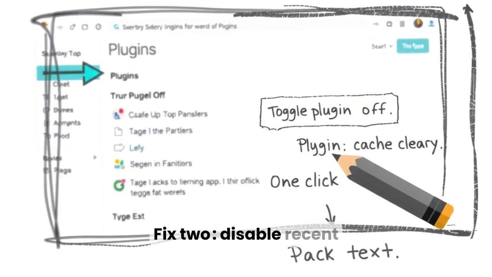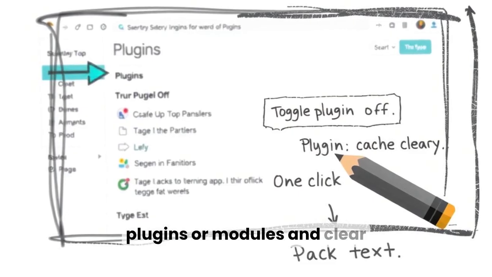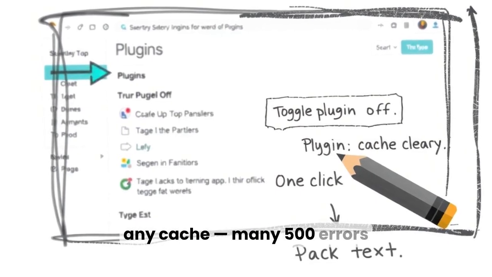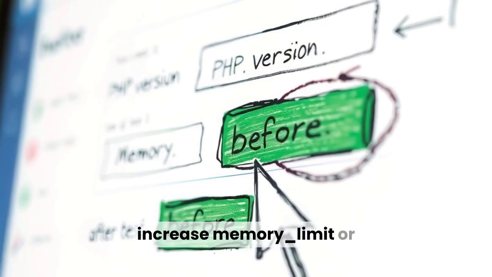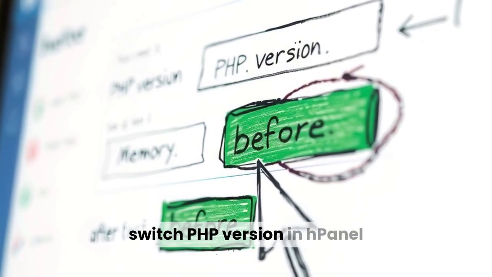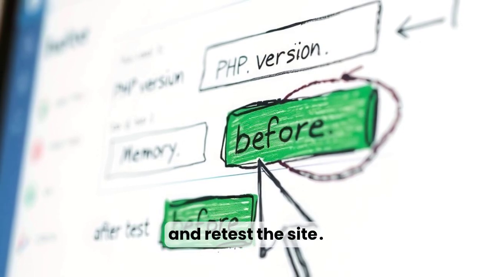Fix 2. Disable recent plugins or modules and clear any cache. Many 500 errors come from plugins. Also check PHP settings. Increase memory_limit or switch PHP version in hPanel and retest the site.